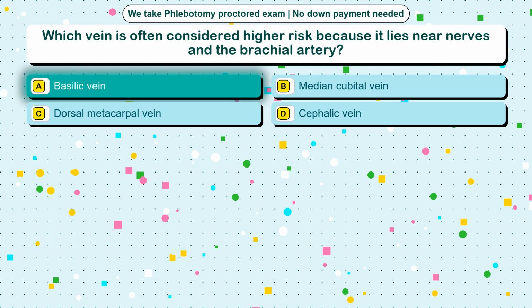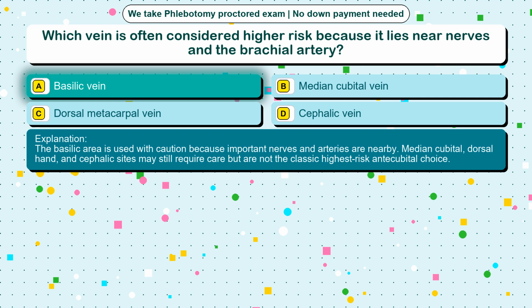Basilic vein. The basilic area is used with caution because important nerves and arteries are nearby. Median cubital, dorsal hand, and cephalic sites may still require care but are not the classic highest-risk antecubital choice.